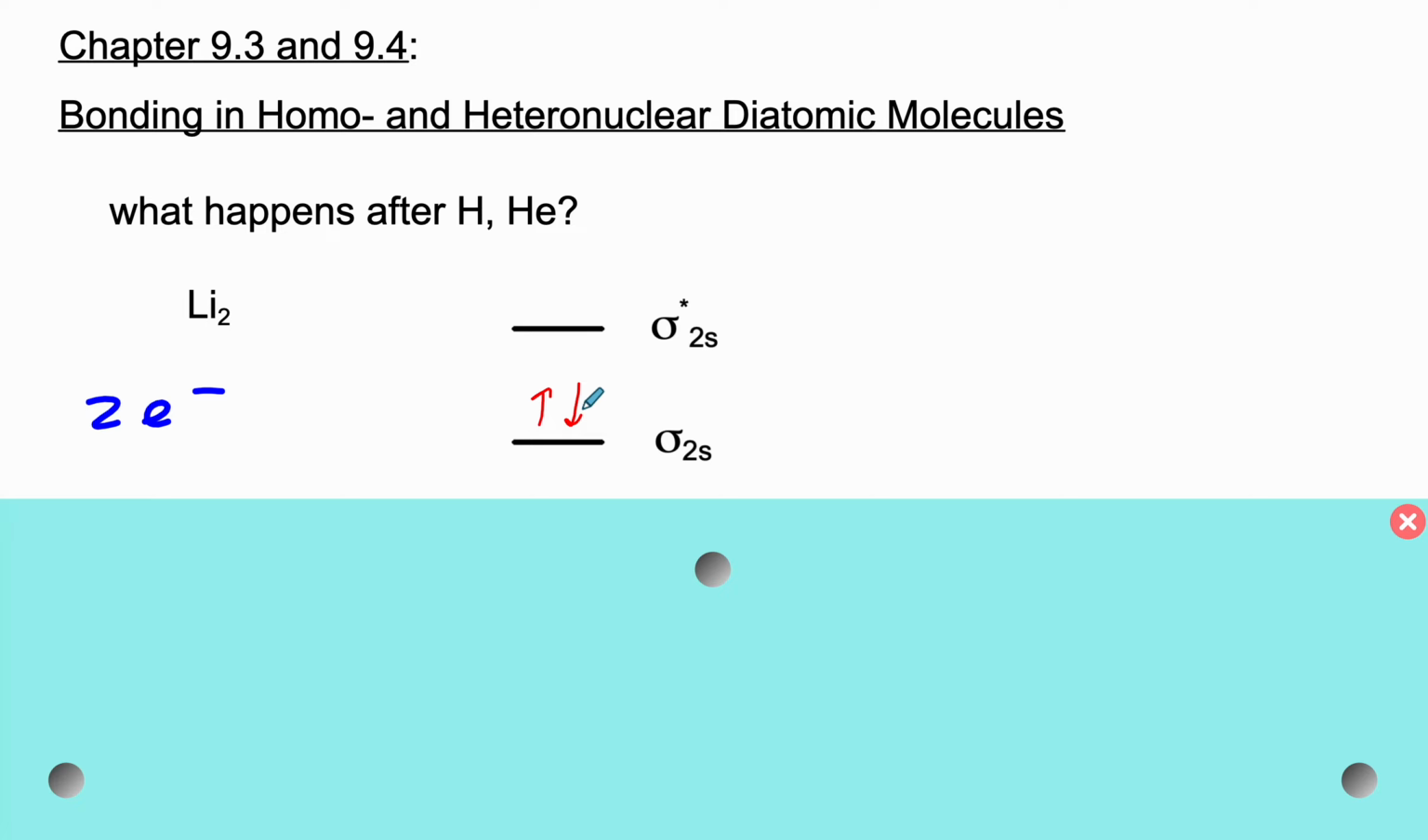Okay? Well, to calculate the bond order, we would take the 2 electrons in the sigma 2s bonding molecular orbital, subtract the 0 electrons from the sigma star 2s antibonding molecular orbital, and divide by 2, and that would give us a hypothetical bond order of 1. So what that means is that, in theory, the dilithium molecule should exist, and it would have a single bond.